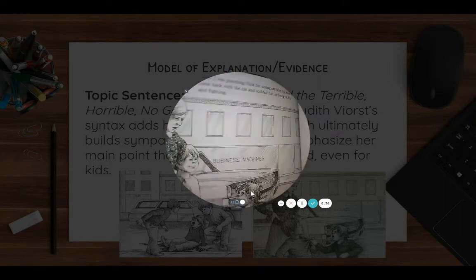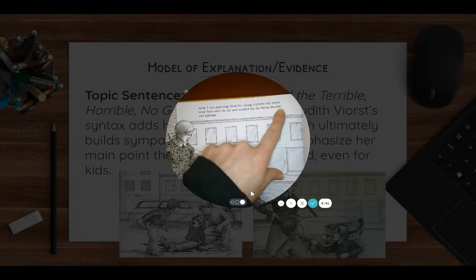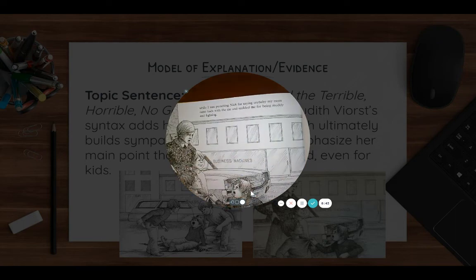Instead, it continues on the next page with, while I was punching Nick for saying crybaby, my mom came back with the car and scolded me for being muddy and fighting.